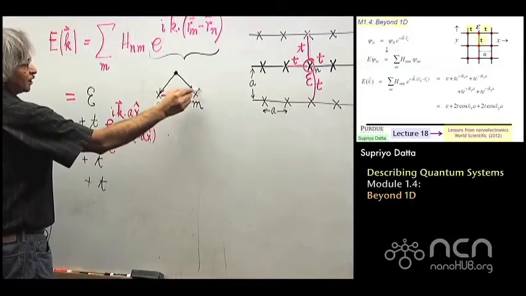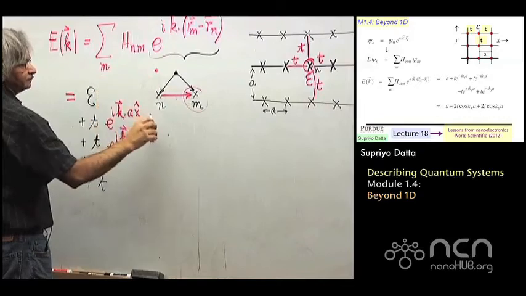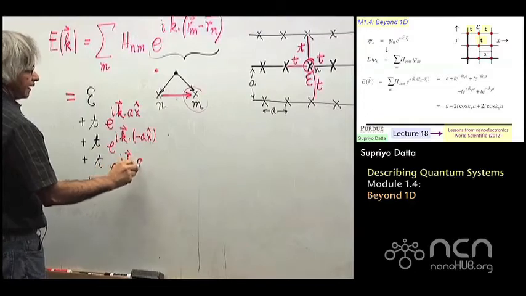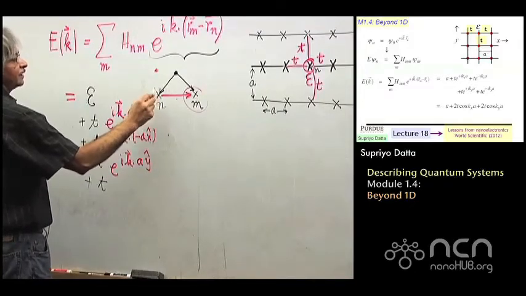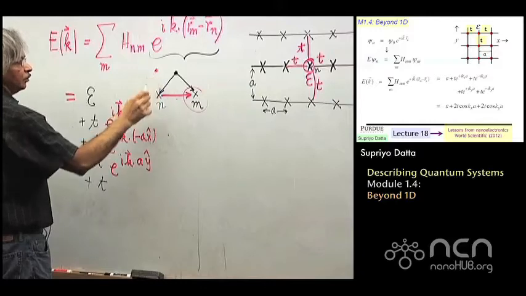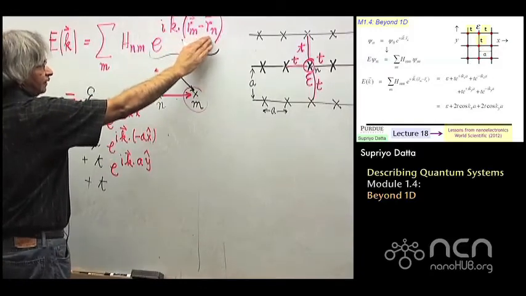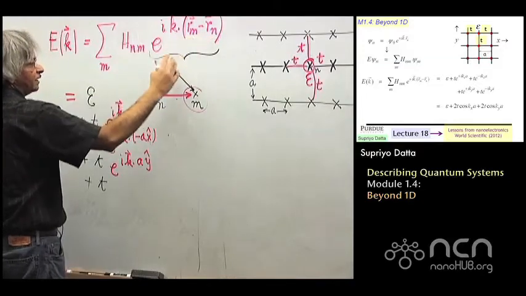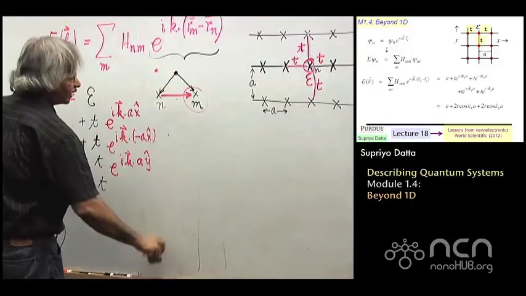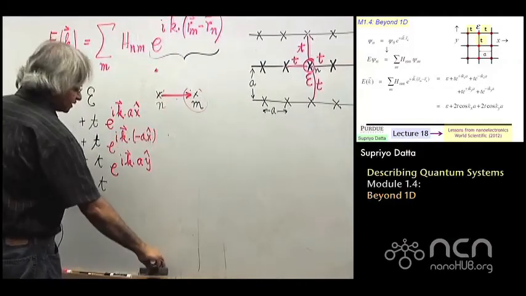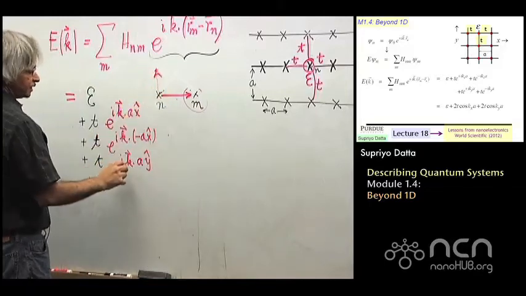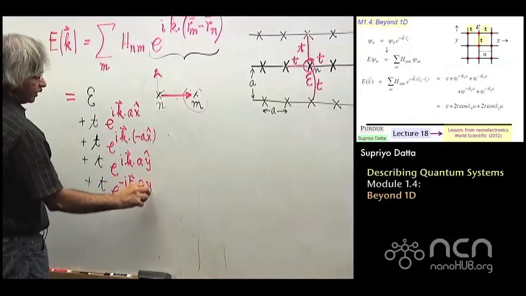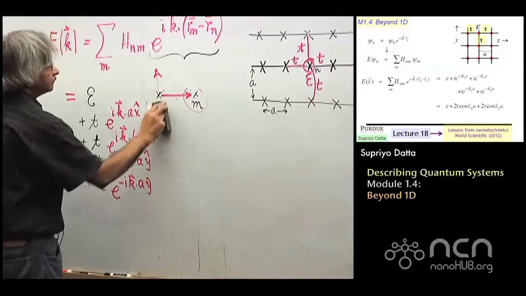Now if m, instead of being here, happens to be upward somewhere, then you'll have e to the power i k dot a y. Because now the vector running from n towards m, you note that this Rm minus Rn is a vector running from n towards m. And it really doesn't matter where your origin is. No matter where it is, it really just is that vector, you see. So it's k dot a y. And the last one will be e to the power minus i k dot a y. Okay. Now you can write this out.